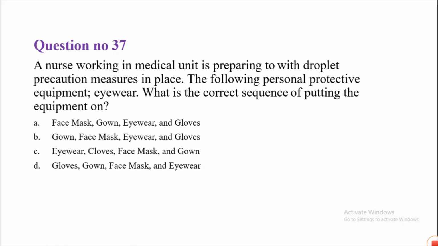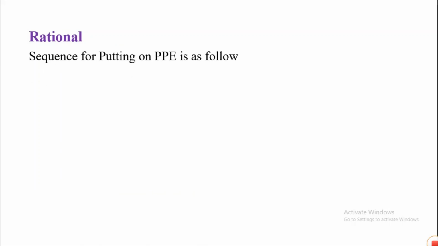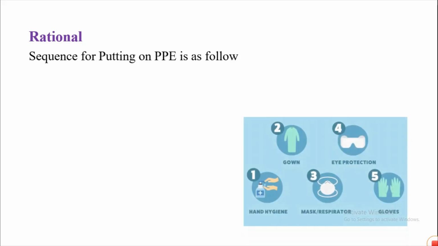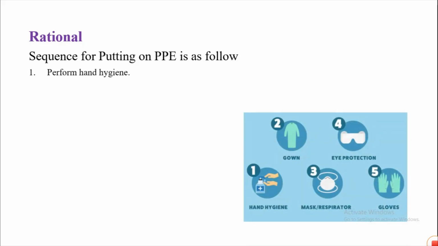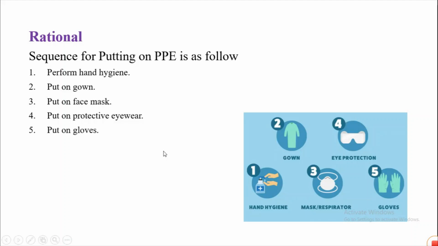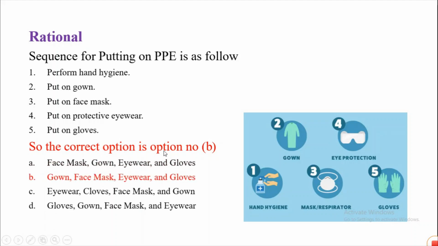The correct option is option B, which is gown, then face mask, then eyewear and gloves. Why did we choose option B? Let's see the rationale. The sequence for putting on personal protective equipment is as follows: perform hand hygiene and put on the gown, then put on the face mask, then put on protective eyewear, and finally put on gloves. So the correct option is B: gown, face mask, then eyewear and gloves.